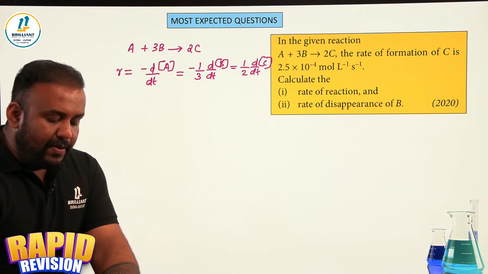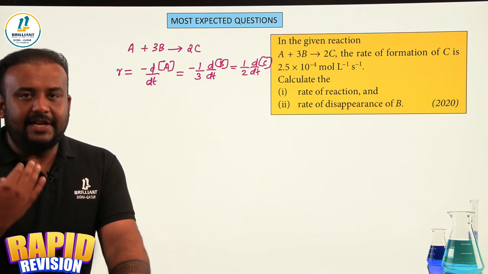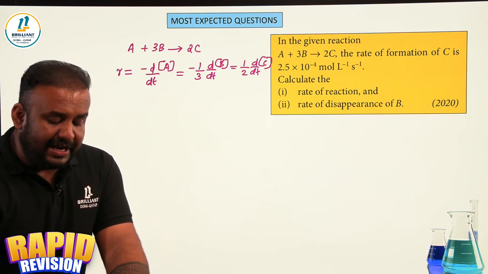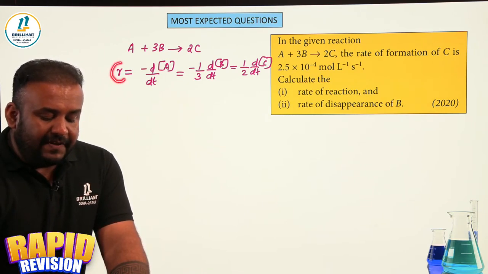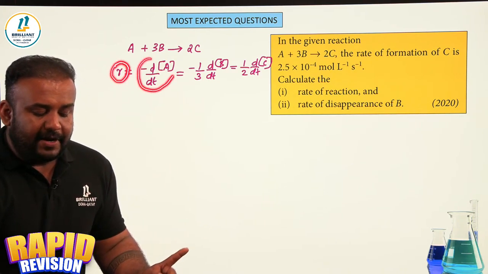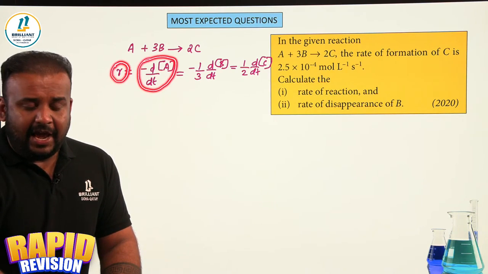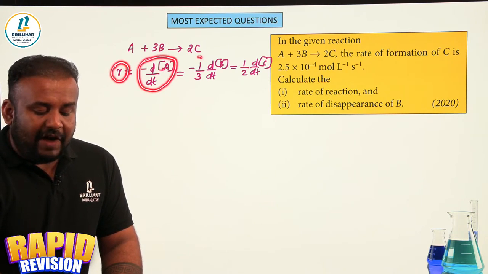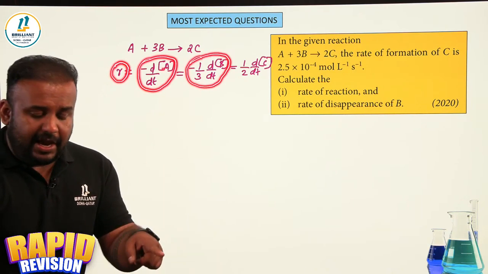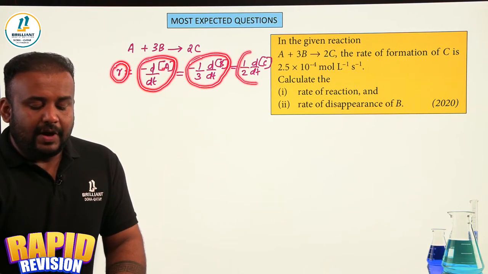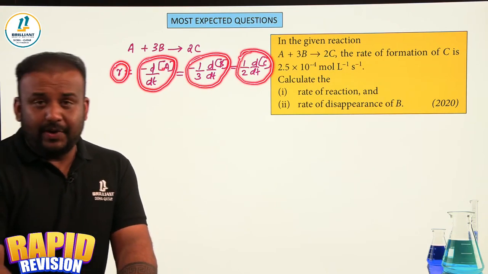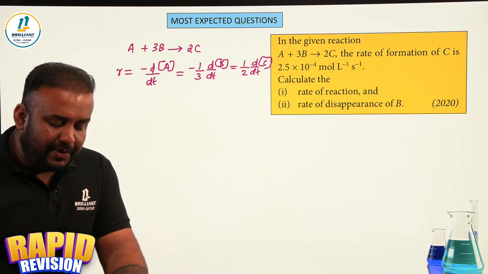Yes. Now, please do read this as a sentence. I want you to read this mathematical expression as a sentence. Rate of the reaction is equal to rate of depletion of A, which is equal to minus 1 by 3rd rate of disappearance of B, which is equal to half of rate of appearance of C. That's how you read it, right?